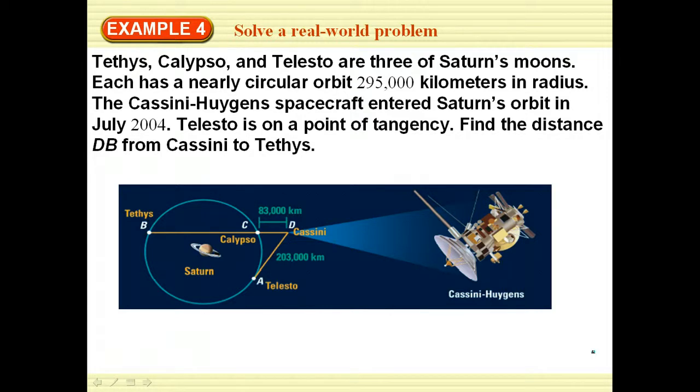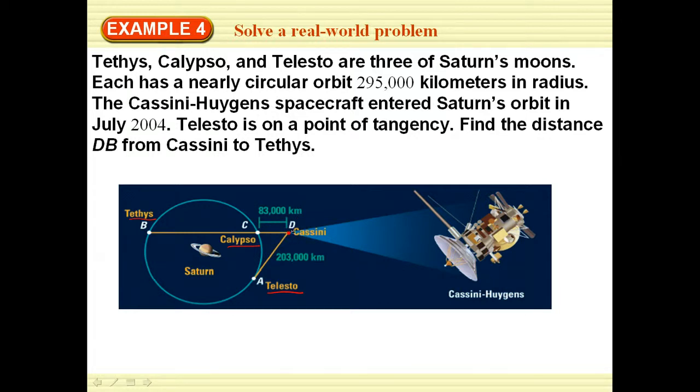Now, a real world application here. We're talking about moons of Saturn. We have 3 of them. We've got Telesto, Calypso, and Tethys. And we sent a satellite, the Cassini, up.